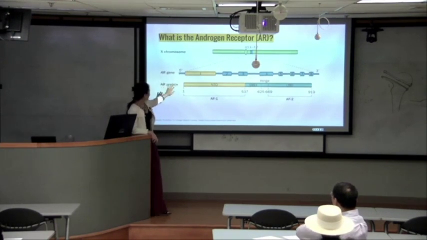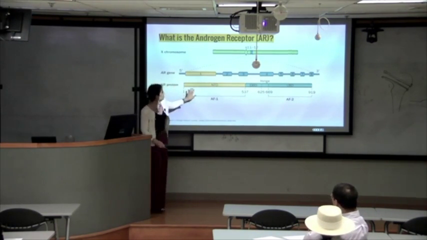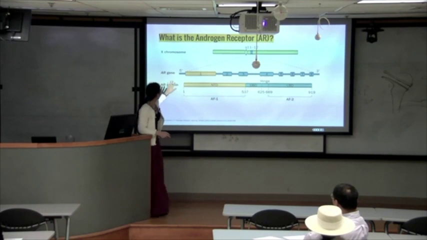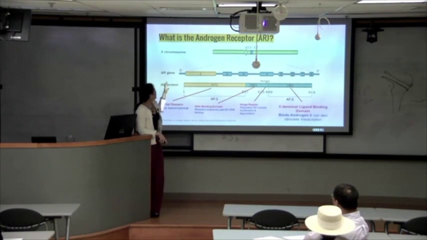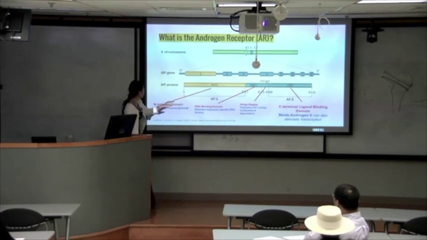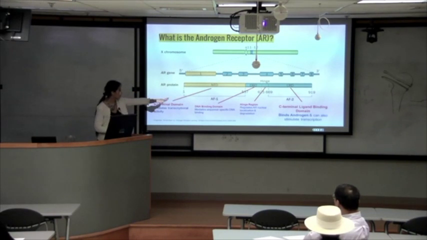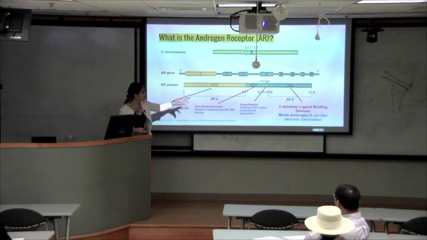The androgen receptor, depicted here with all of the domains of importance, is responsible for the cellular proliferation and the development of those cells. So we have the NTD, the N-terminal domain here, the DNA binding domain, a hinge region, and then a C-terminal ligand binding domain, and this is where the androgens, or the hormones, bind.